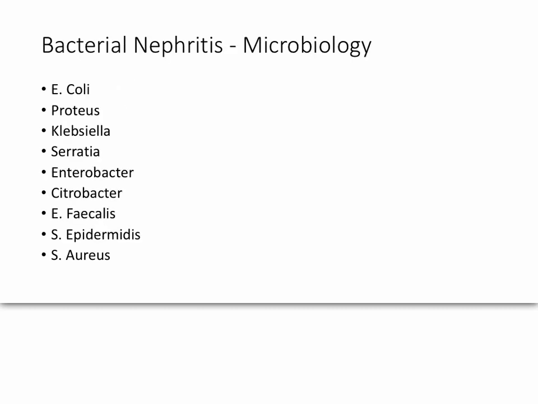Now, I gave you the bacteria of cystitis. The bacteria of nephritis includes E. coli, Proteus, Klebsiella, Serratia, Enterobacter, Citrobacter, E. faecalis, I'm not sure if I'm saying that right, Staph epidermidis, and Staph aureus. Now remember, there are several others. These are just the most common.